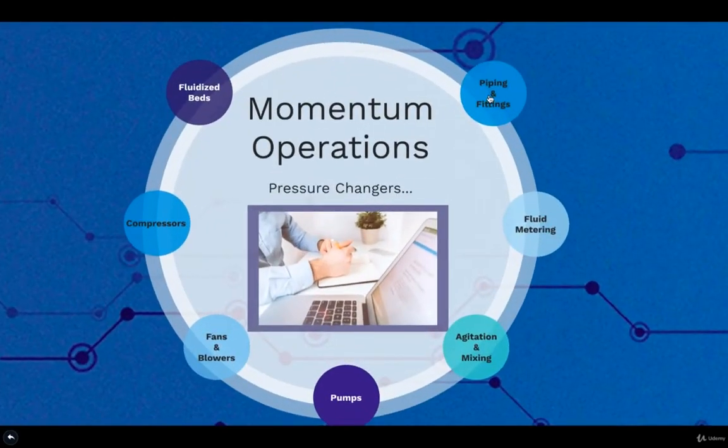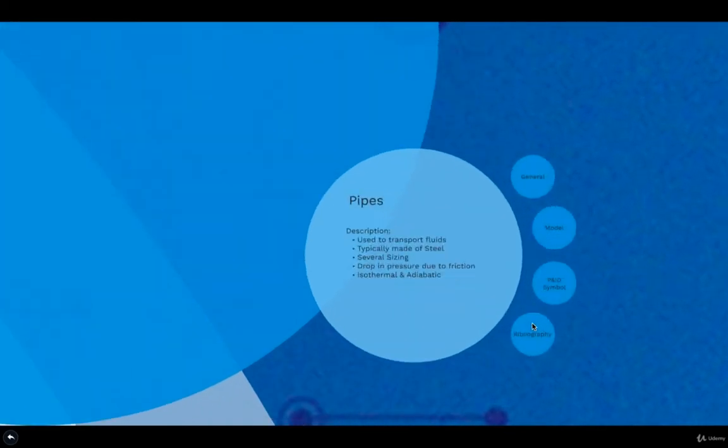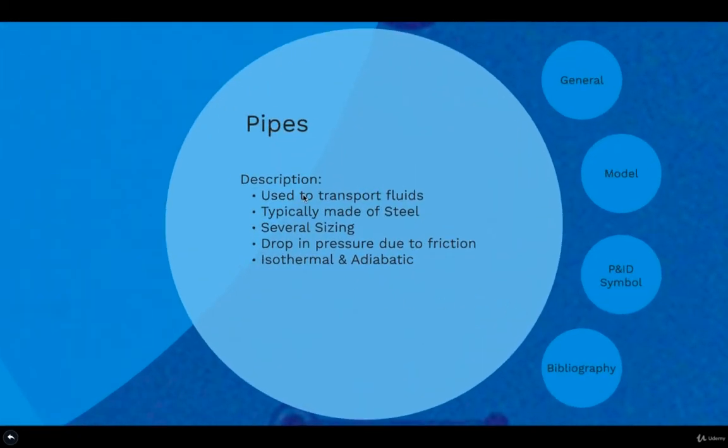Let's talk about piping. So we are right here in the piping and fitting section, and let's cover piping. So what's the overall description? Well, probably you know that they are used to transport fluids. You cannot do it alone. You require some fixed material that moves the fluids. Typically they will be made of steel, but we're going to cover more materials.